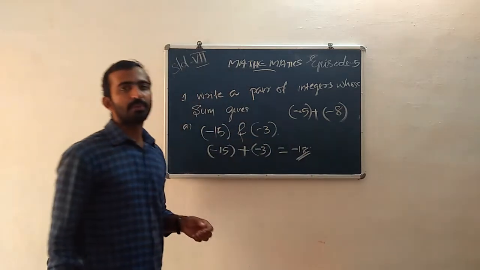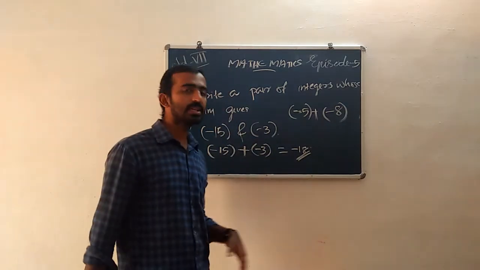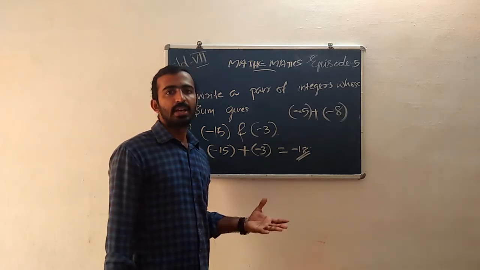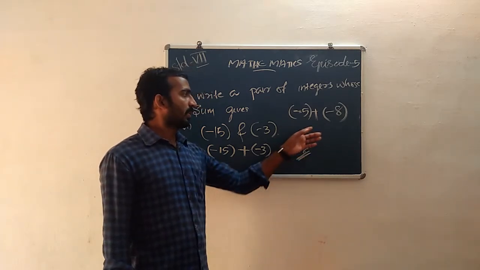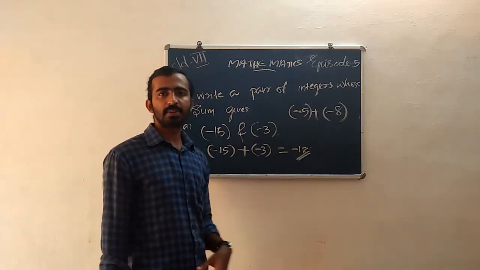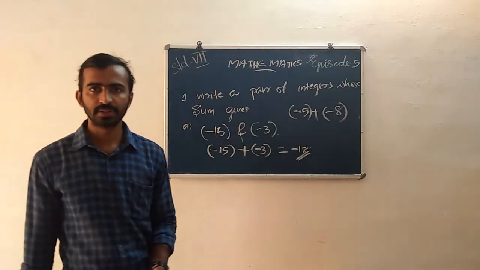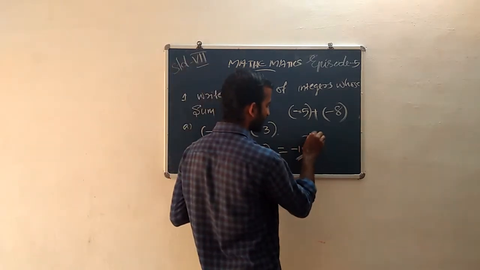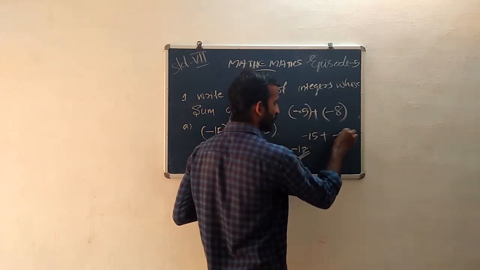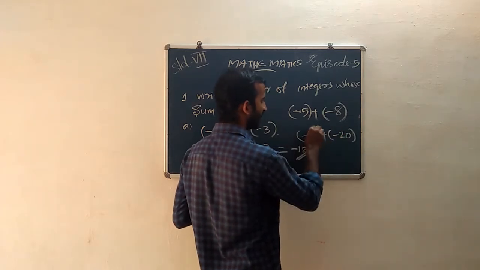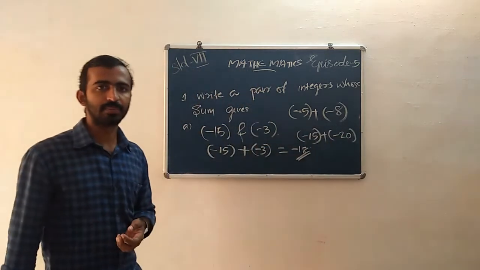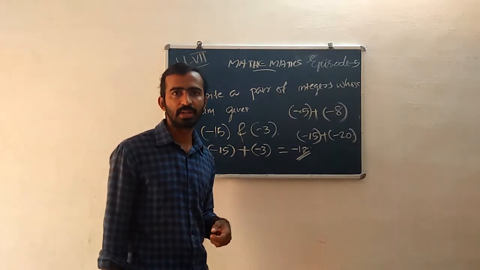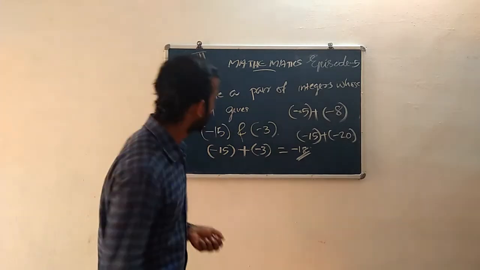For another example, negative 5 plus negative 8, the pair being negative 5 and negative 8. Or we can take negative 7 plus negative 8, or negative 15 plus negative 20. These are the answers, or the solutions. Then what is next?